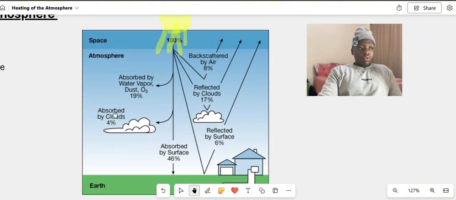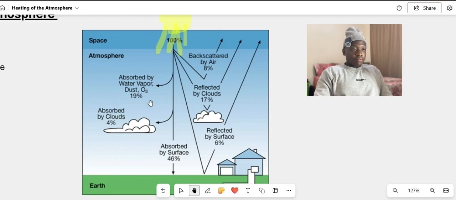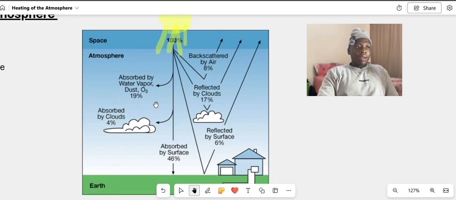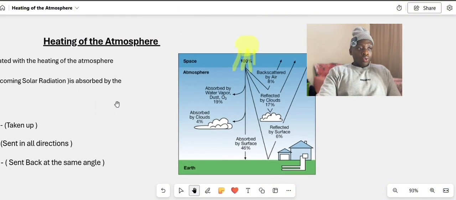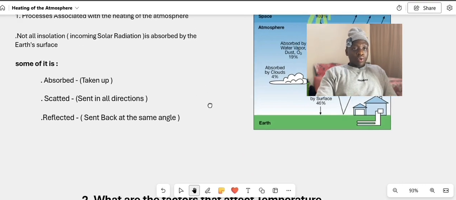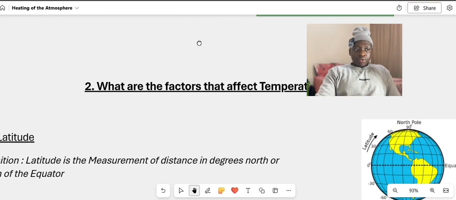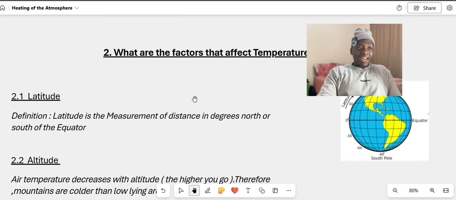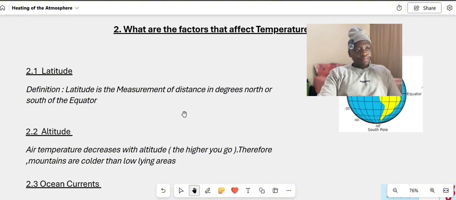Some of it is absorbed by the clouds, and some is absorbed by water vapor and dust, which is 90%. This means that it is just absorbed by the atmosphere. So I hope that we now understand how the heating of the atmosphere works. I would like to go down to the factors that affect temperature.